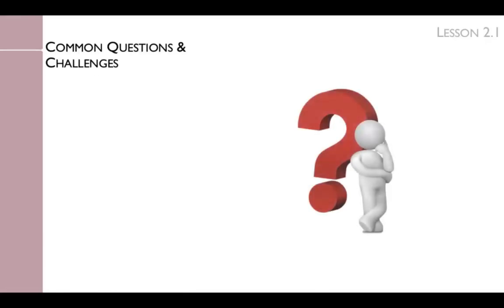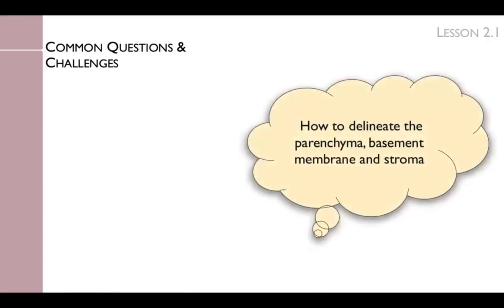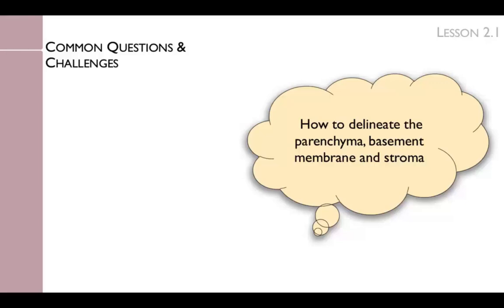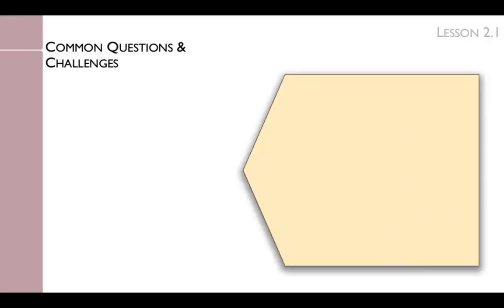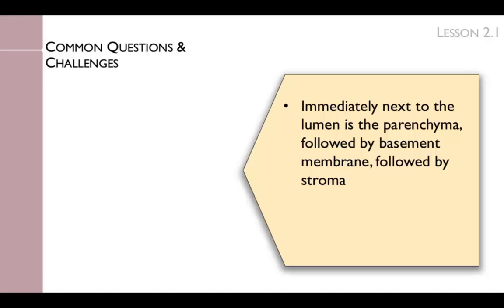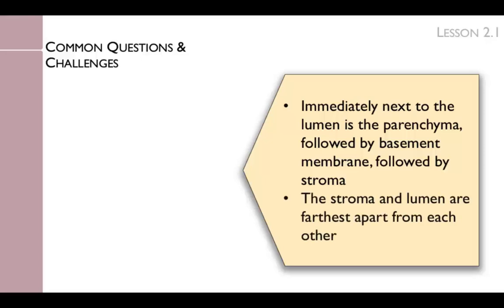One of the most common challenges students have is how to delineate the parenchyma, basement membrane, and the stroma. Immediately next to the lumen is the parenchyma, which is followed by the basement membrane, which is followed by the stroma. Thus, the stroma and the lumen are farthest apart from each other.